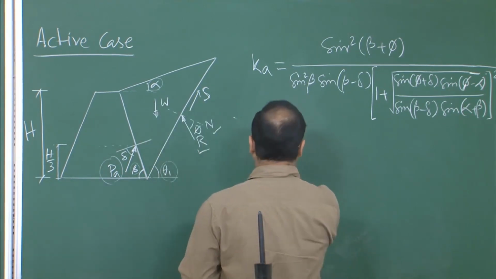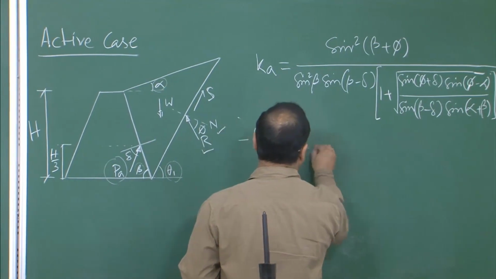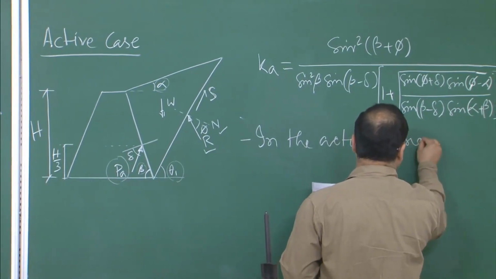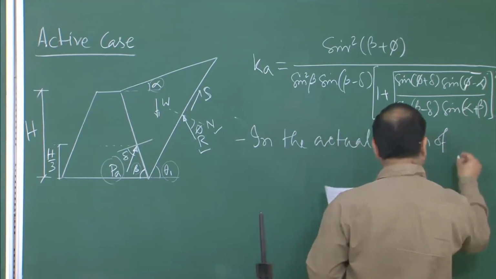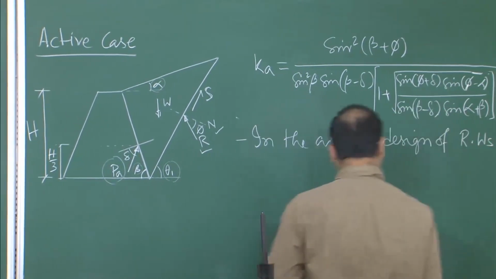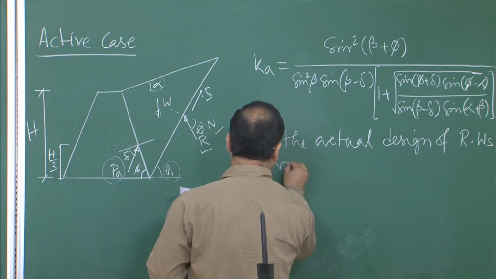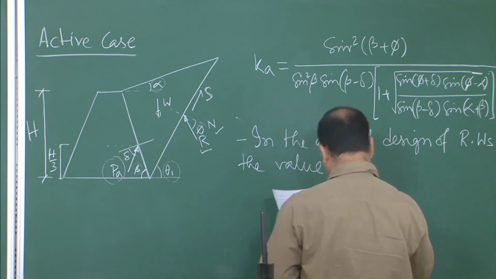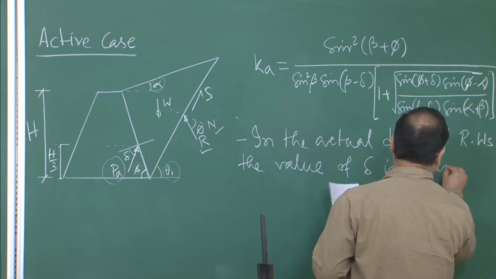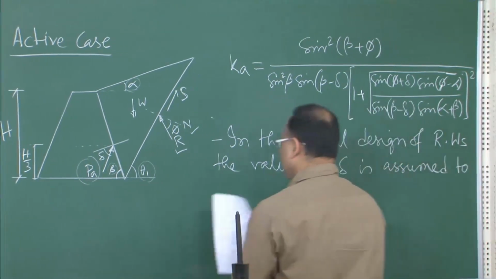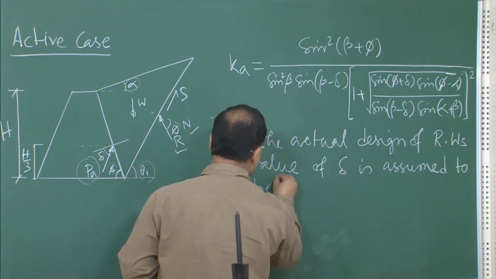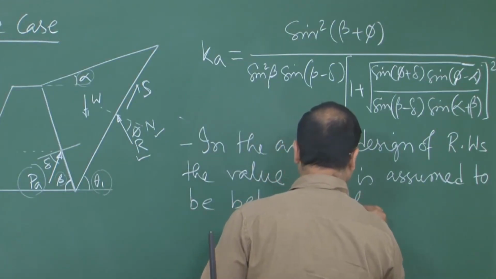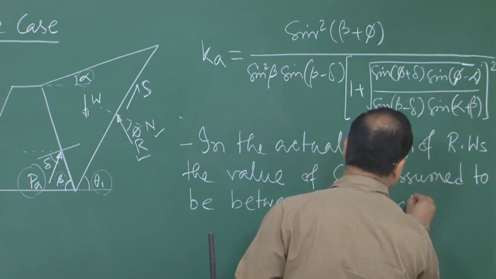So, I can write down this. In the actual design of retaining walls, the value of delta is assumed to be between phi by 2 and 2/3 of phi.